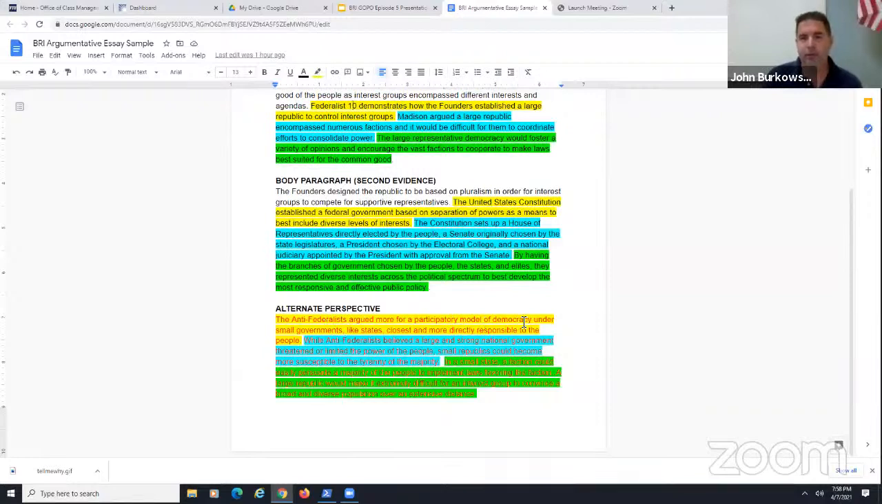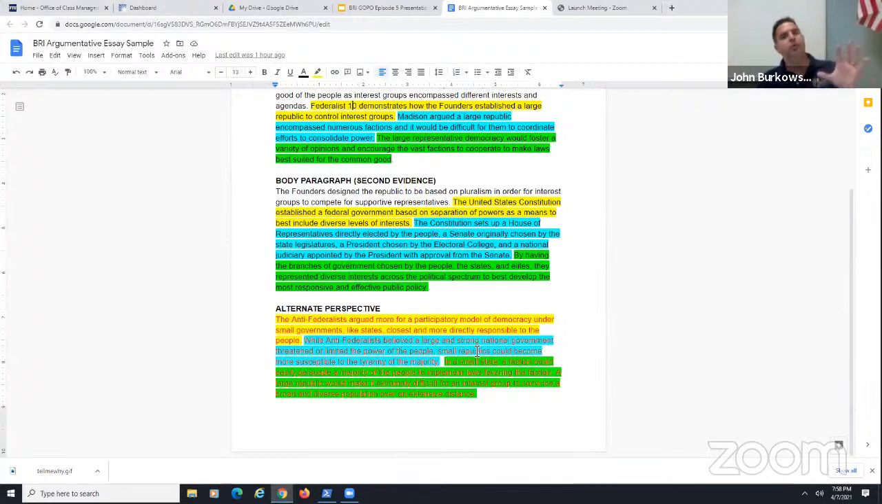They argued more for that. Under small governments like states, closest and more directly responsible to people. Interesting perspective. And I go, while anti-federalists believe the large and strong national government threatened or limited the power of the people. So I'm actually kind of throwing in the alternate perspective that kind of takes a jab at my argument, my claim.